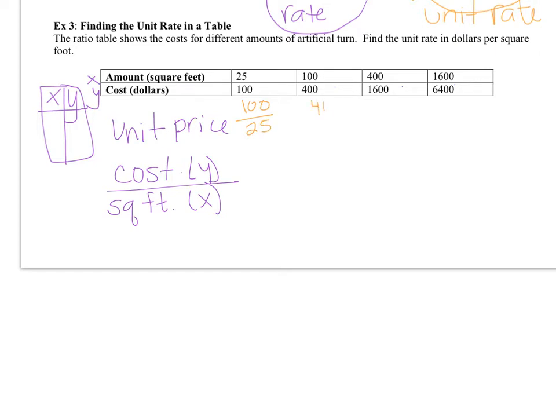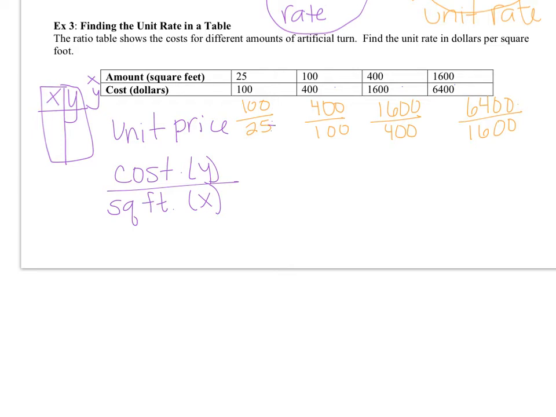Our next entry was 400 divided by 100. Cost divided by square feet. Continuing down, cost, 1,600 divided by square feet, 400. Last one, cost was 6,400, and we got 1,600 square feet. So cost divided by square feet every single time. But these crazy big fractions don't really help me compare anything. So what I want to do is reduce them down and make them something more understandable.